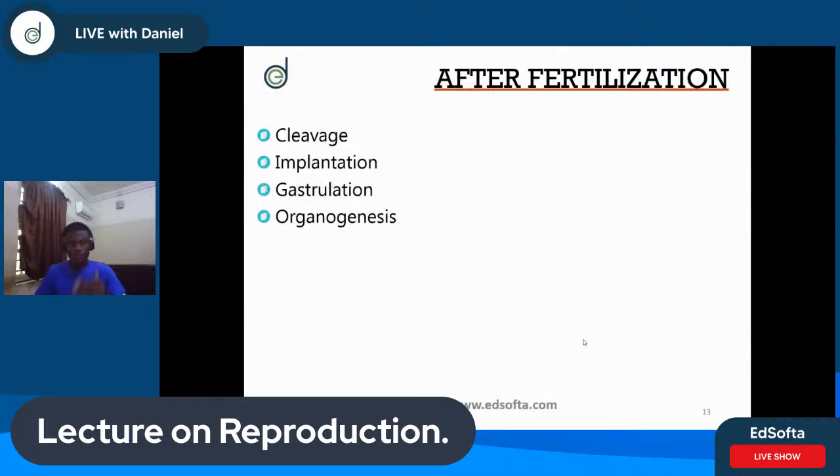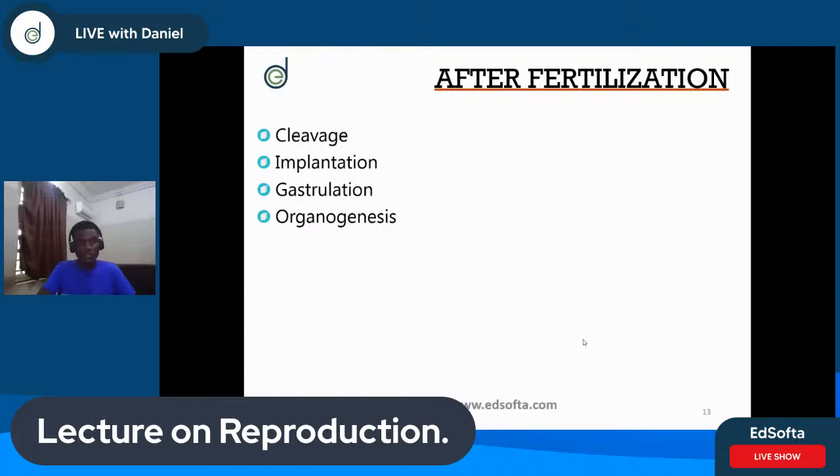Now, 2 cells, 4, 8, morulas, solid balls of cells, and there is no increase in cell size or volume. But the blastomeres become smaller as the cells divide further. So now we can see, okay.